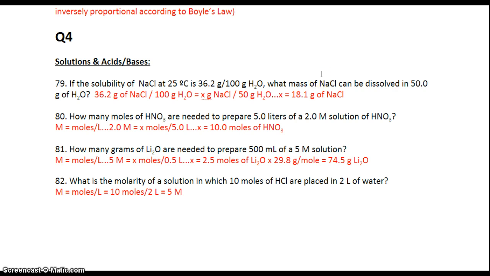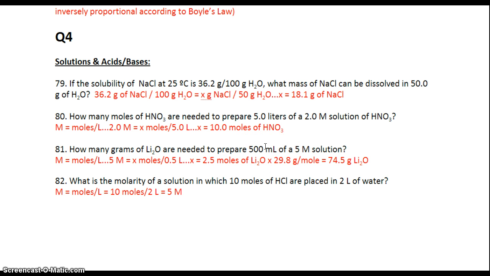Probably the most common way to measure a solution's concentration is molarity. Its equation is molarity, capital M, is equal to the moles of the solute divided by liters of solution. So for number 81, we need to solve for the mass, or number of grams, of lithium oxide to make the solution. Now we know what concentration we want. It says that the solution is going to be 5 molar, and we know how much of the solution we're going to make, which is 500 milliliters.